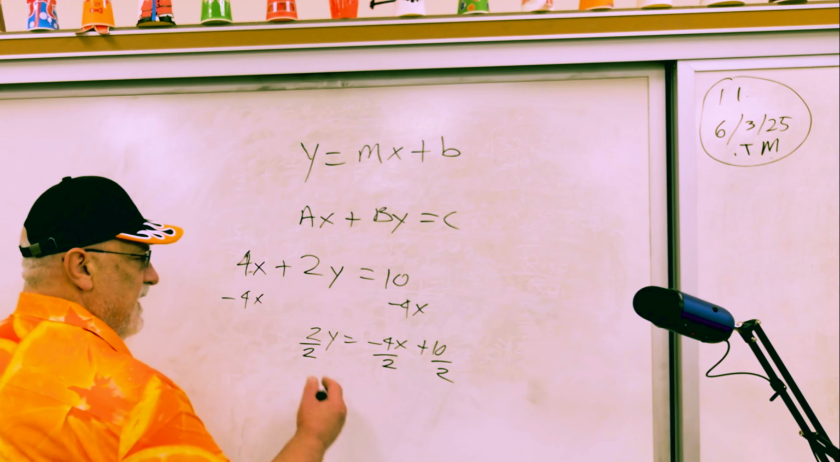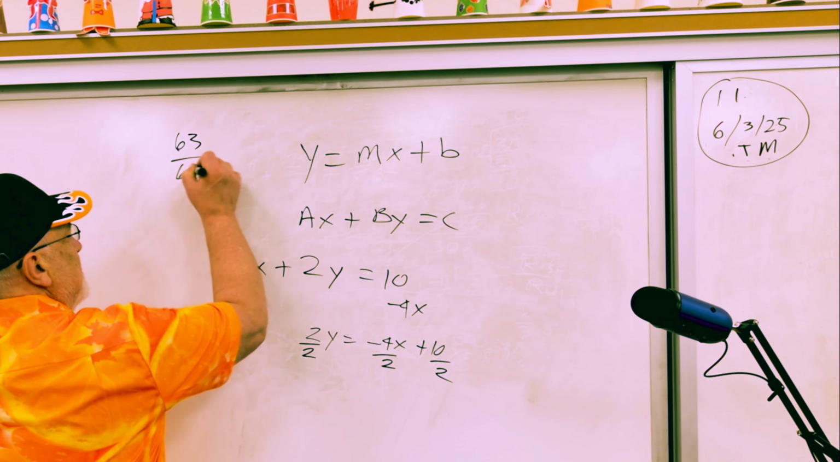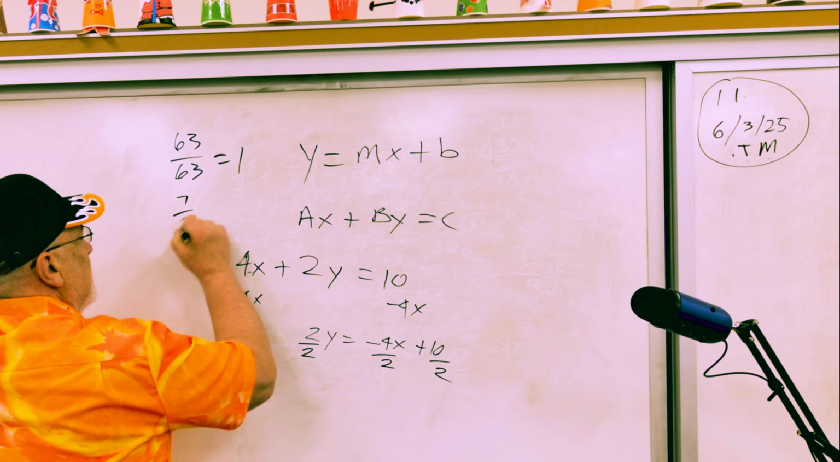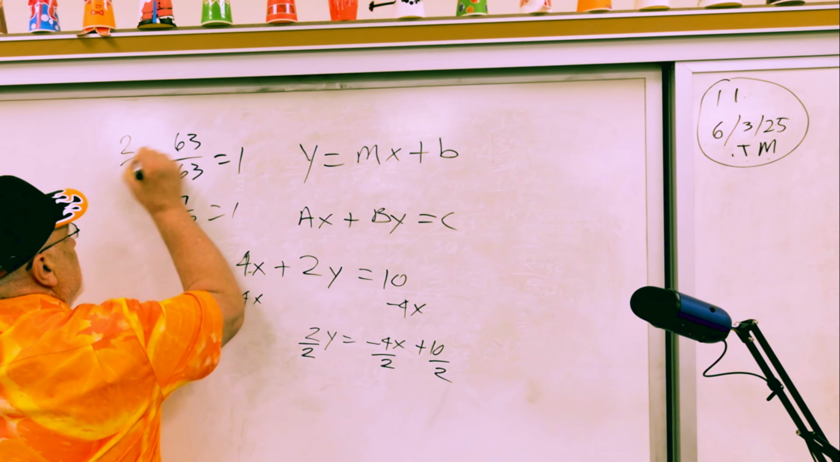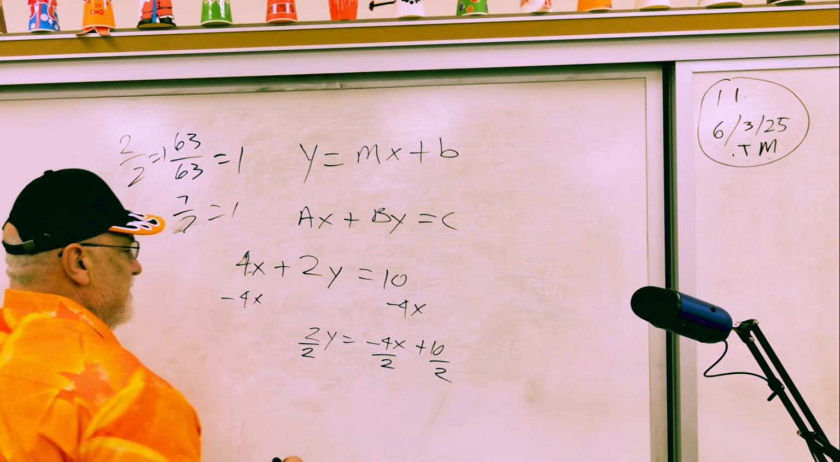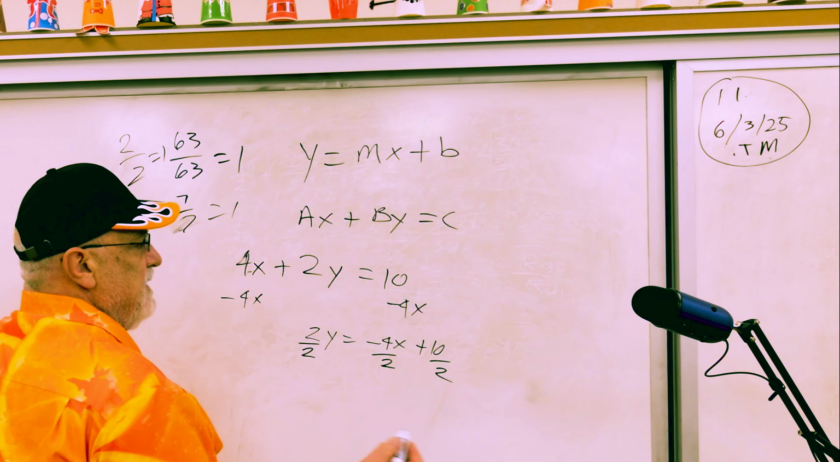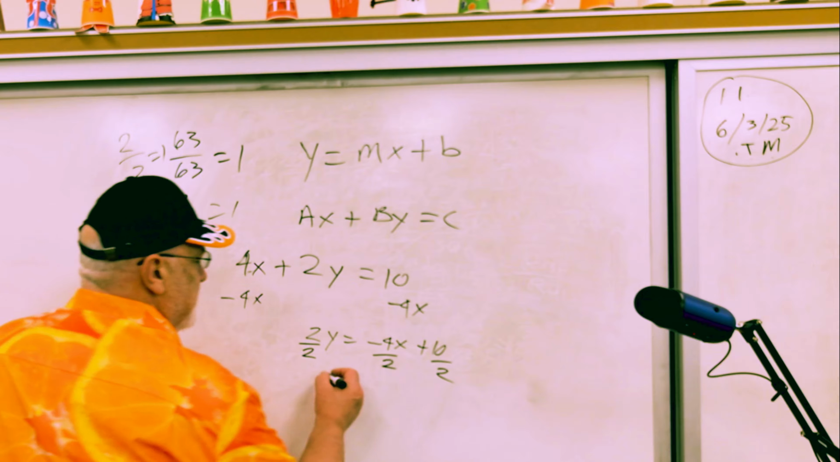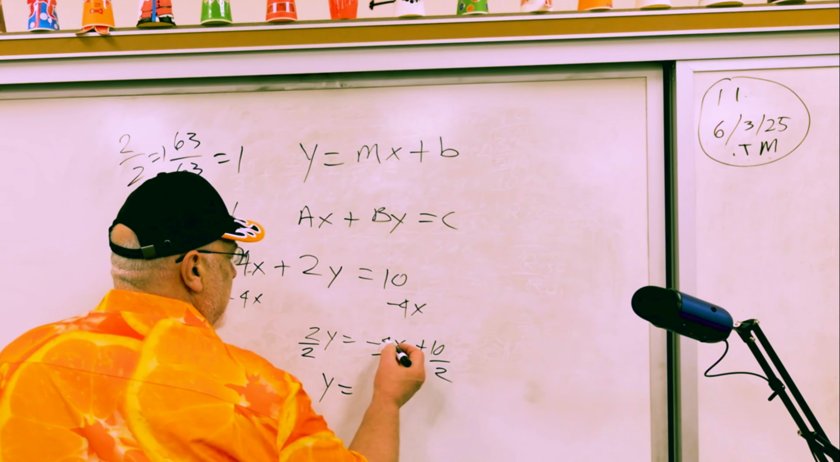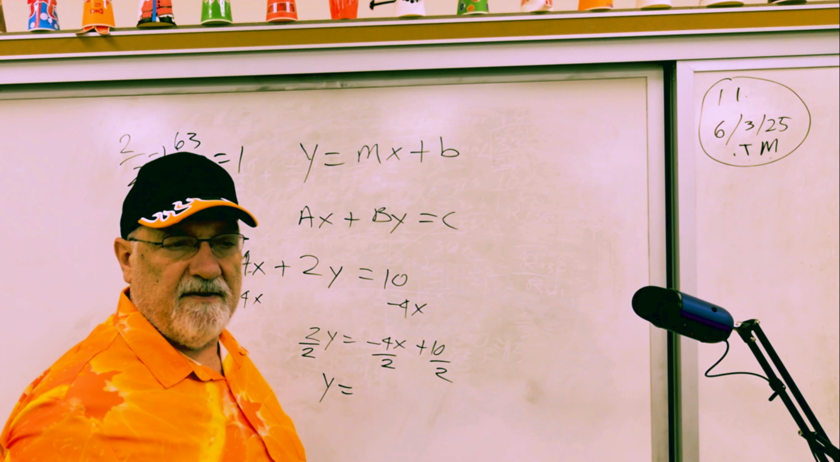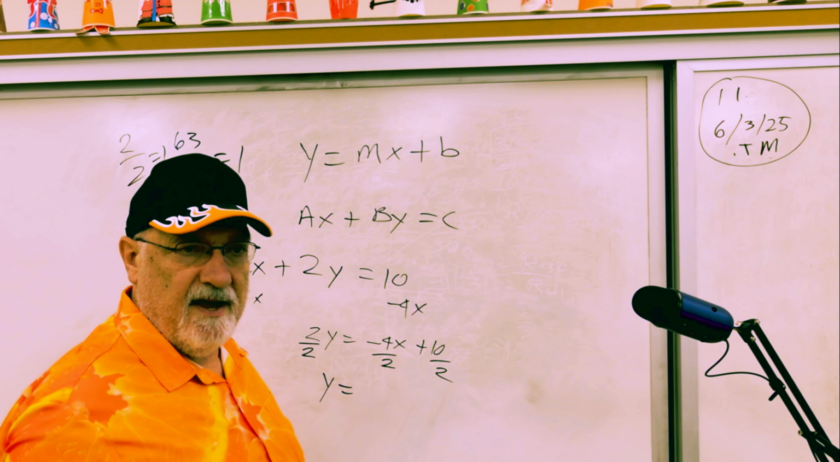Well, 2 divided by 2 is what? It's 1. Anything divided by itself is 1. 63 divided by 63 equals 1. 7 divided by 7 is 1. And 2 divided by 2 is 1. So we have 1y. We're not going to write the 1. A 1 could be in front of everything. So we're just going to write y is equal to, and negative 4 divided by 2 is what? You have to know that a negative divided by a positive is a negative.